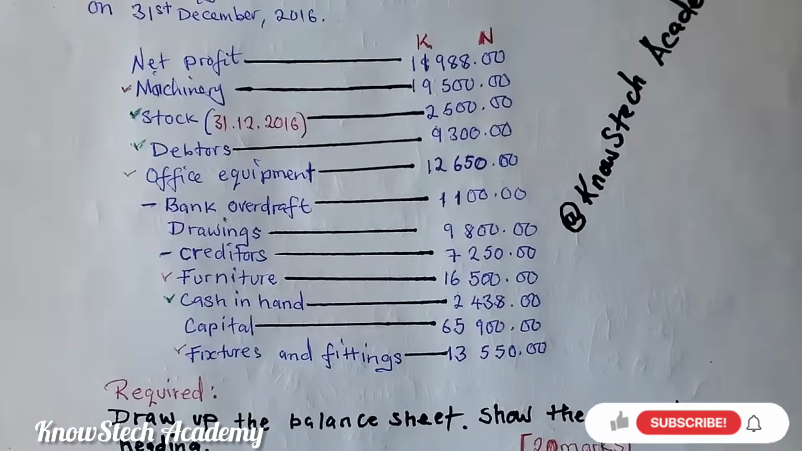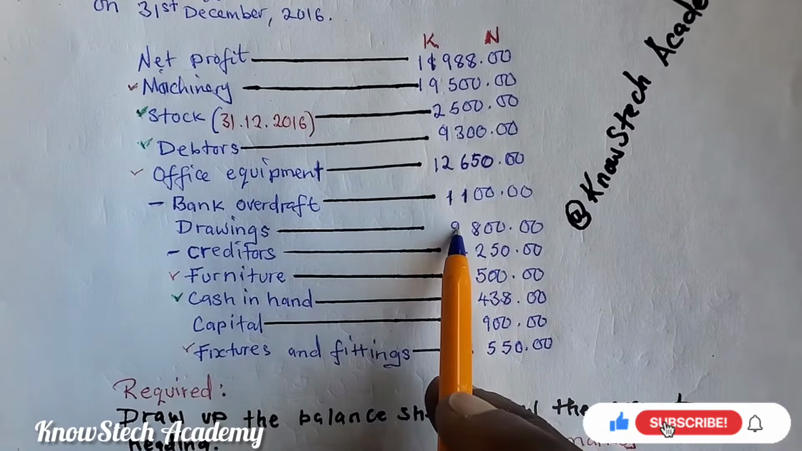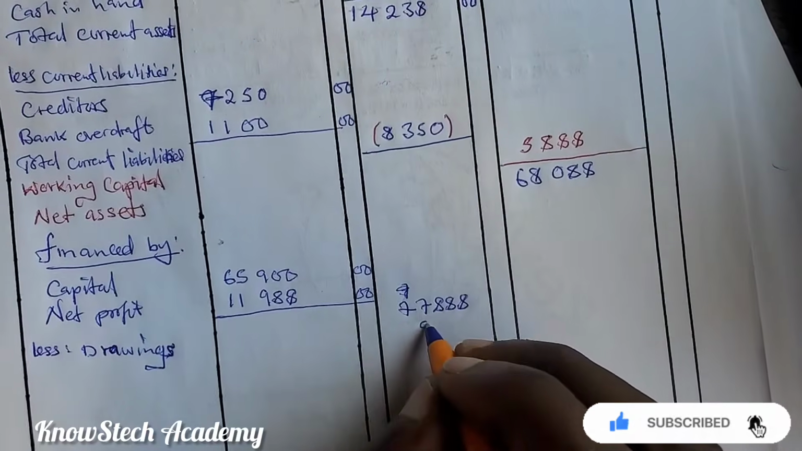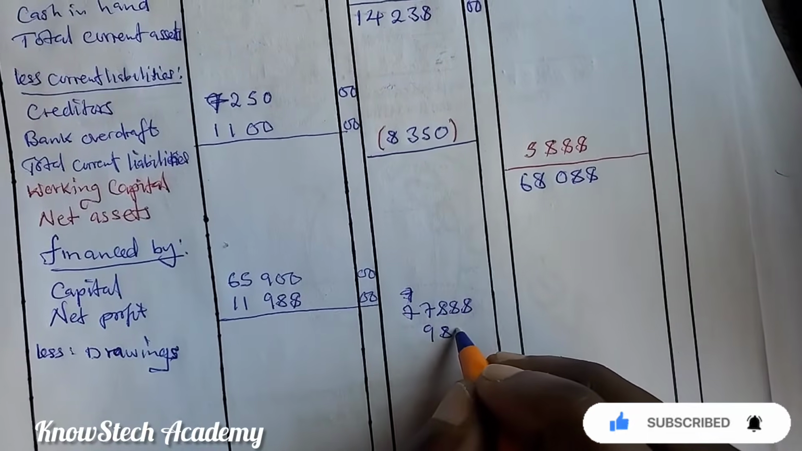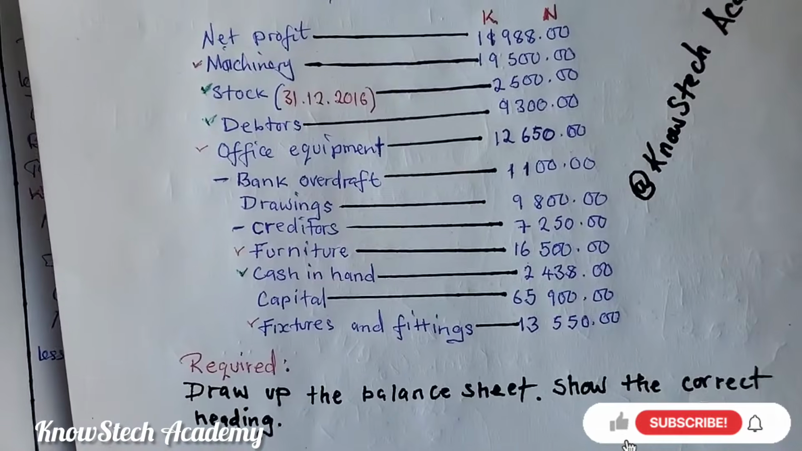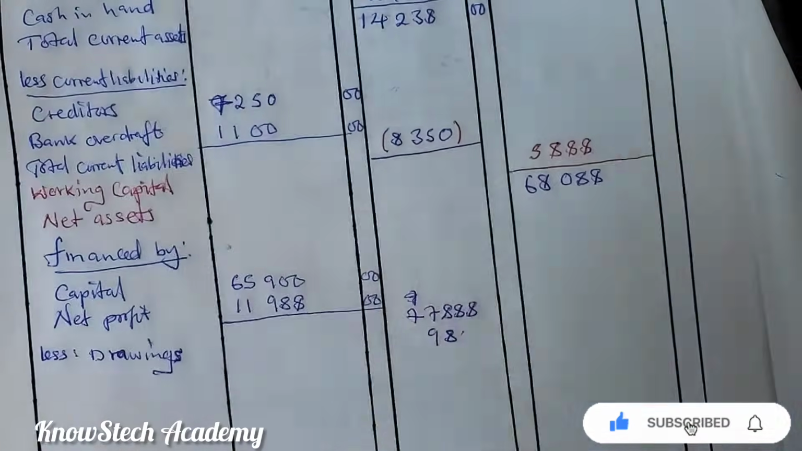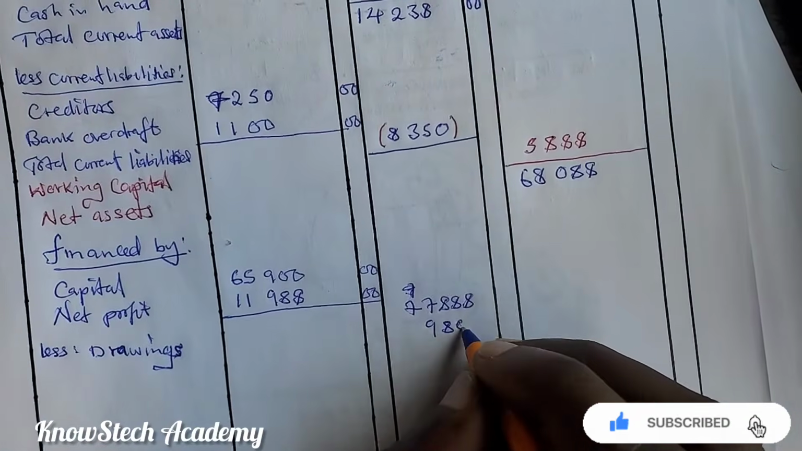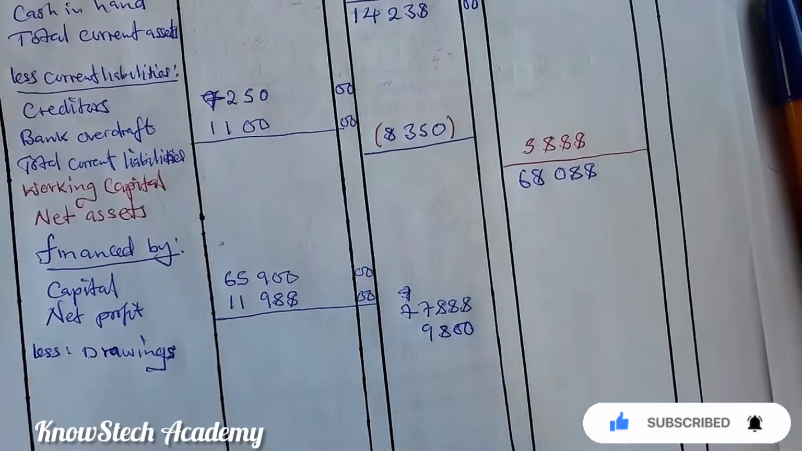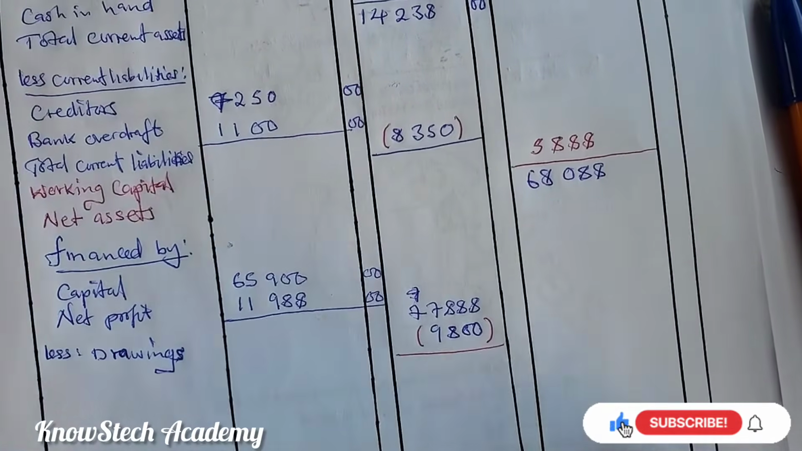So drawings here, we have drawings, of course. Drawings are 9,800, let me double check. Drawings 9,800, not 880, 9,800. Okay, like this. So we are subtracting, showing that we're subtracting. Let's put this in bracket.